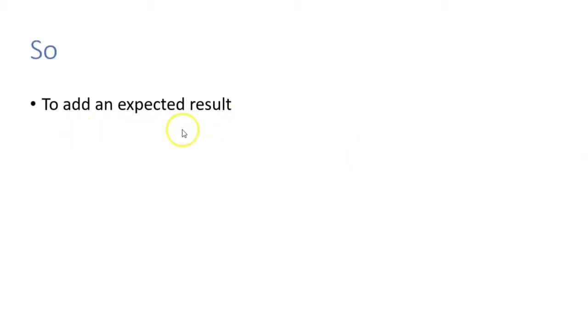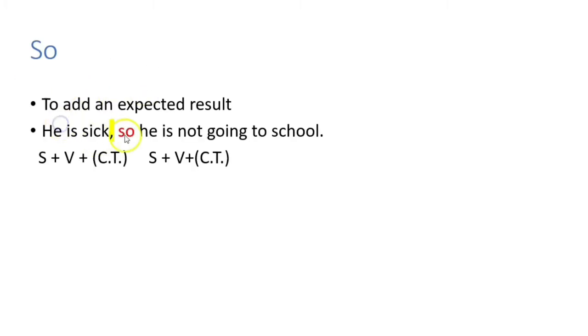Finally, so is used to add an expected result. بنستعمل so لحتى نزيد نتيجة متوقعة. يعني, for example, he is sick, so he is not going to school. Since he is sick, we expect that he is not going to school. هو مريض فإذا هو ما رح يروح على المدرسة. هيدي النتيجة أنه هو ما رح يروح على المدرسة متوقعة لأنه هو مريض.